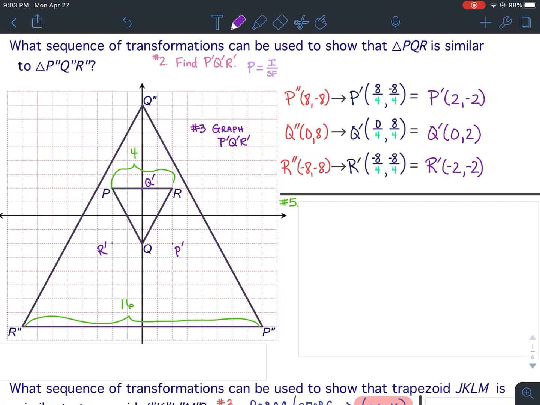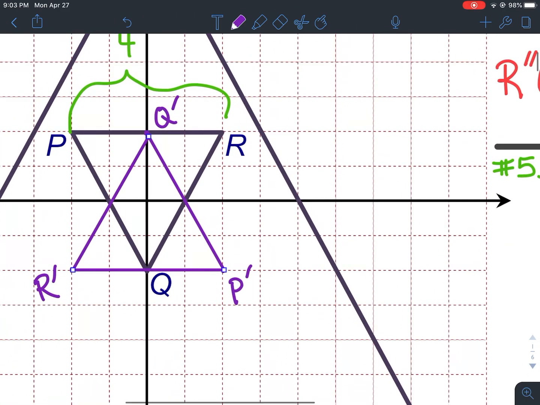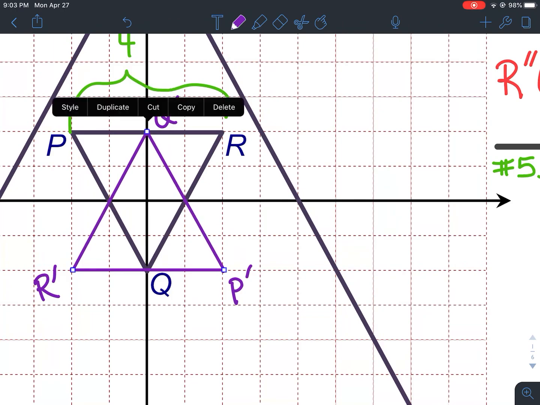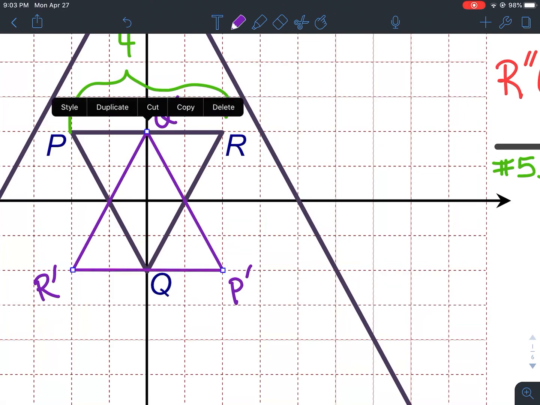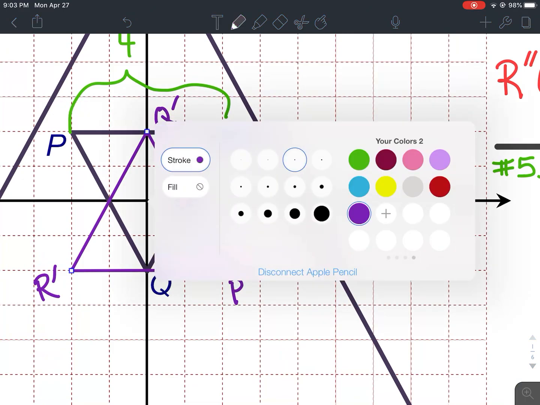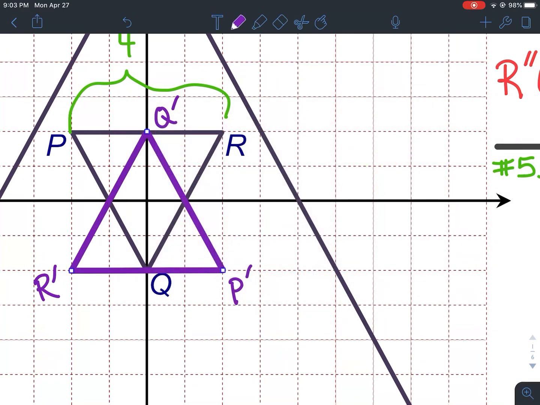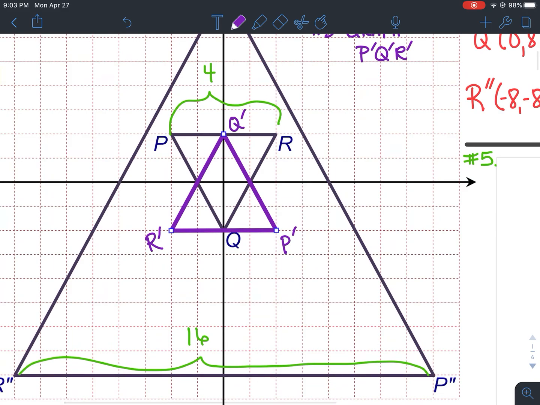Now I'm going to take and connect the 3 points. Just making sure my points are where they should be. And then I'm going to make it a little bit thicker. So there is P prime, Q prime, R prime. All right, take a moment, pause your video, and do step 3.